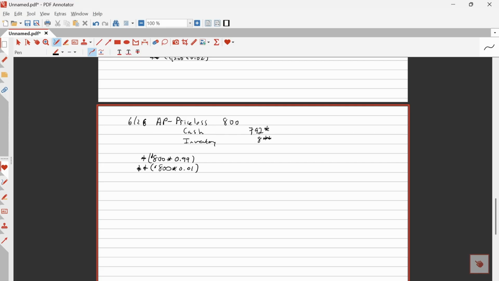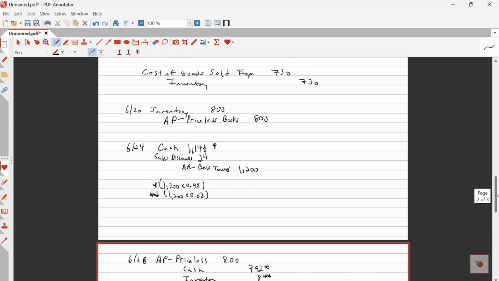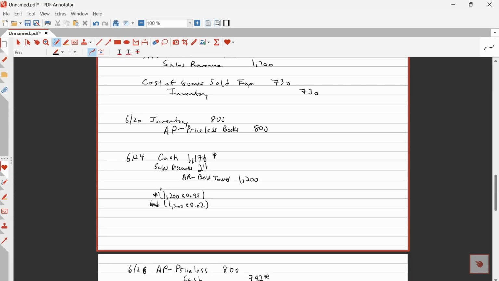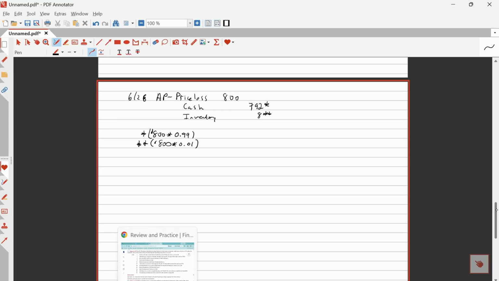If we pay them back but not within the discount period, then we would debit accounts payable, just credit cash. There's no discount, so there's no credit to inventory. If Bell Tower would have paid us back but not within the discount period, we would just debit cash, credit accounts receivable. There's no need for another debit. There's no discount. All right.